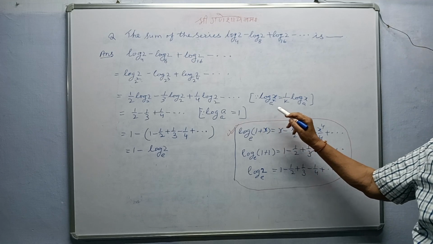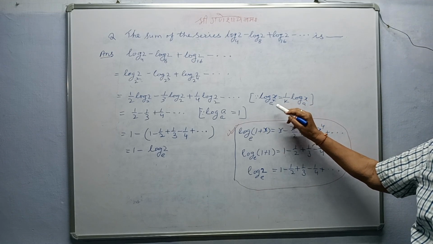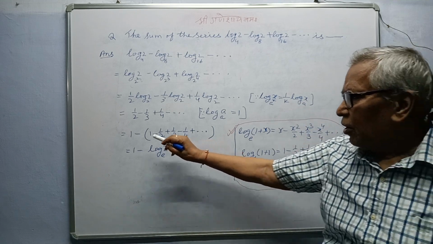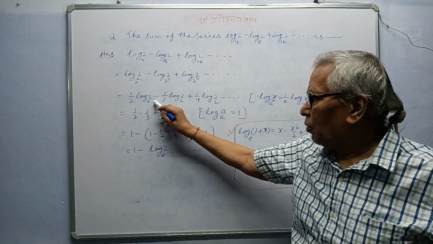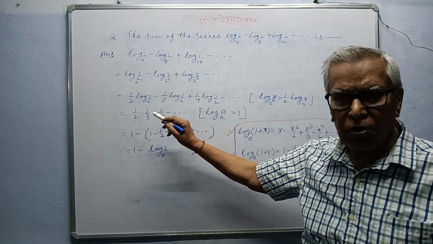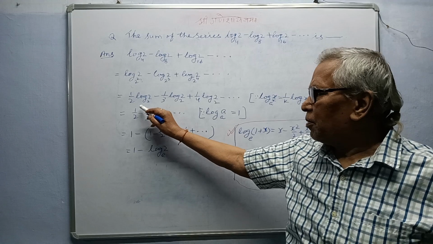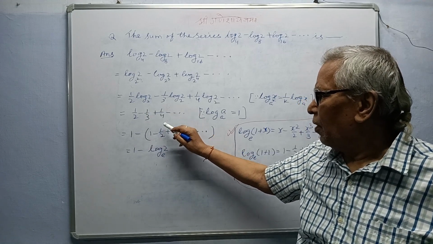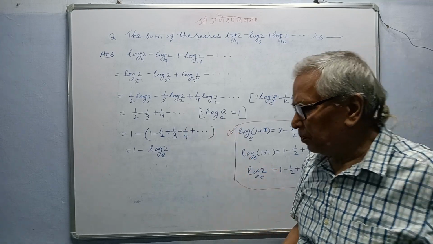This formula: log x to the base a to the power k is equal to 1 by k log x to the base a. So this is equal to half minus, now log a to the base a is equal to 1, so log 2 to the base 2 is equal to 1. Therefore this will become half minus 1 by 3 plus 1 by 4 minus dot dot dot.